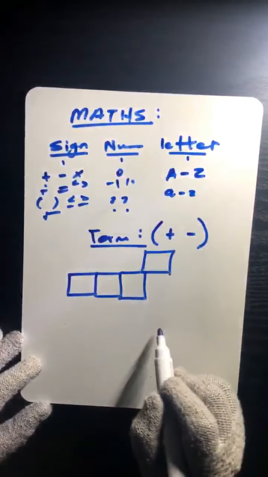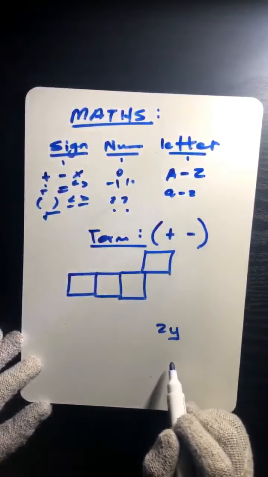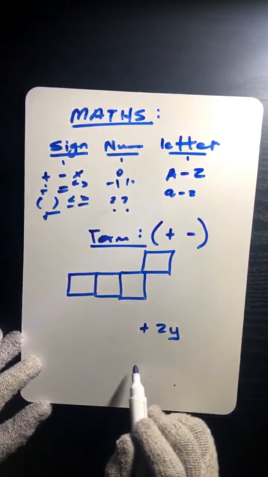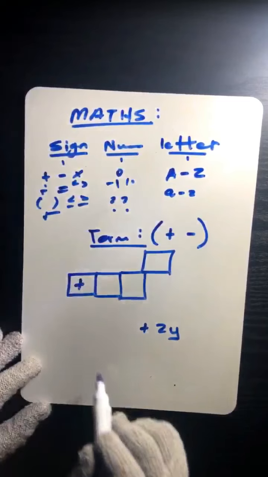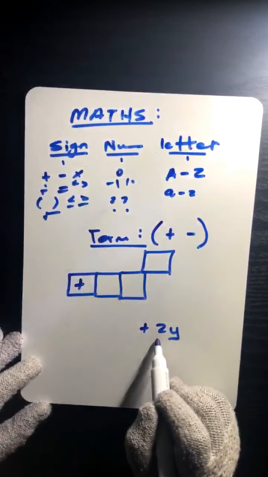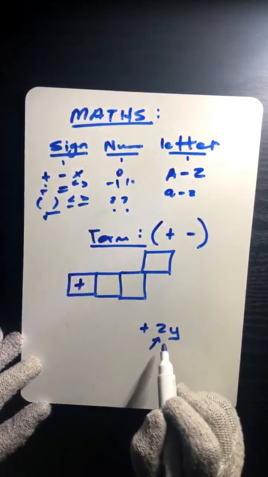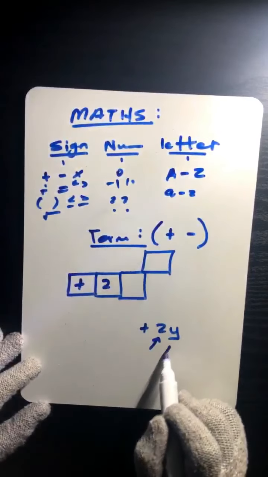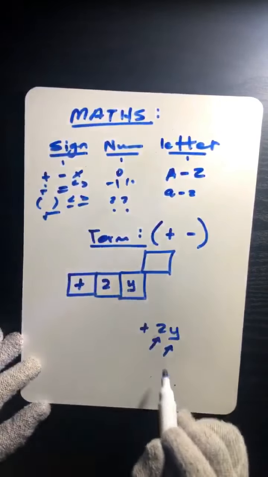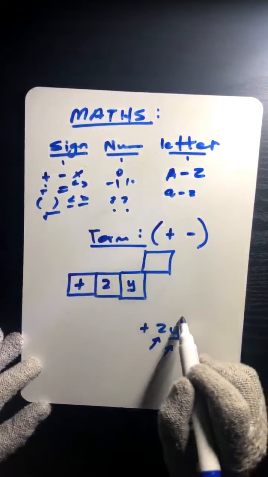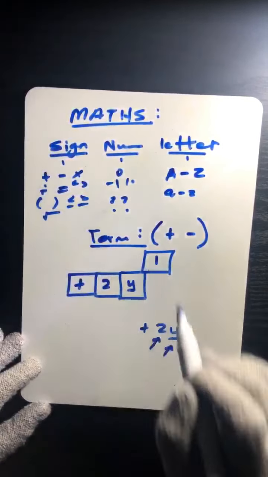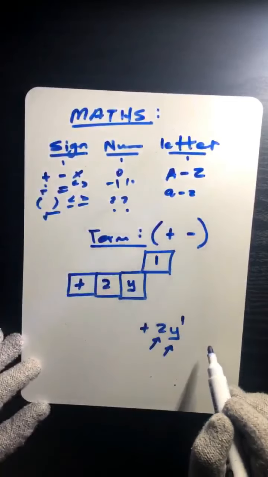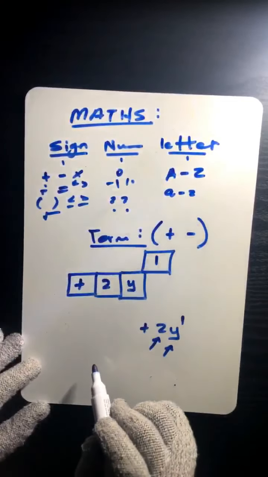For example, if you are given 2y, what is the sign there? The sign is an invisible positive, which is that positive over there in that block. What is the coefficient? The coefficient is a number, which is 2. What is the letter? The letter is Y. What is the power? The power is an invisible 1 over there. So this is the standard format of what we call a term.